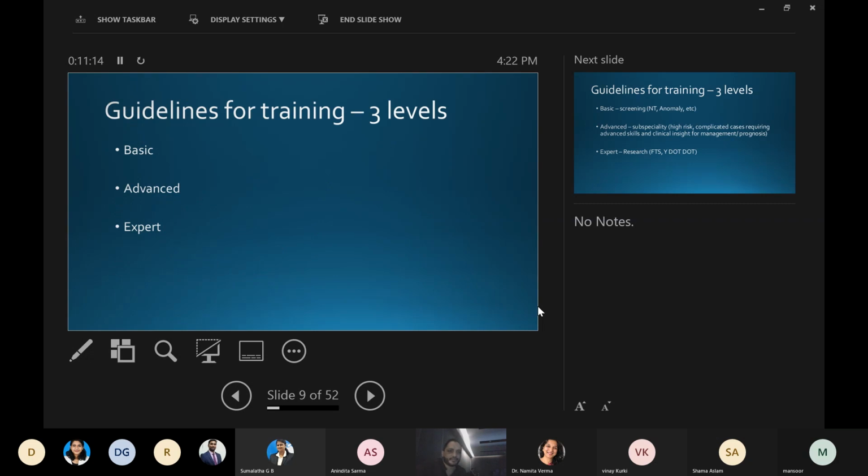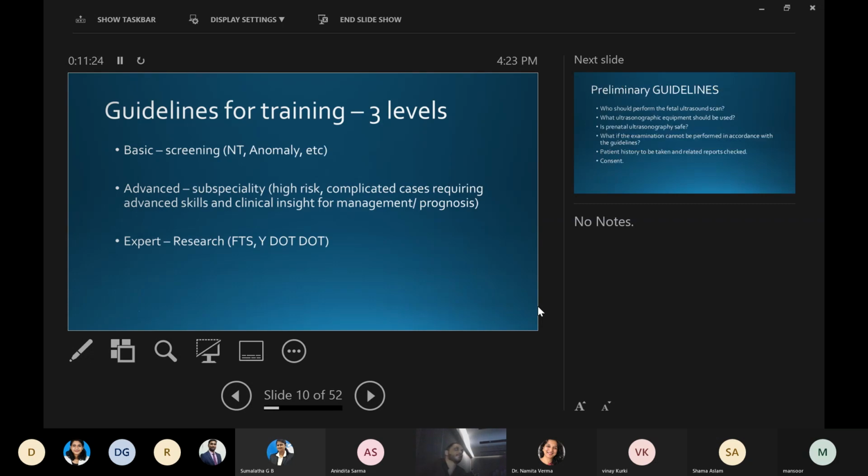So for training in fetal medicine, we'll follow the ISUOG style, that is the 3 levels of training: basic training, advanced, and expert. What are these 3 levels? Basic training is for screening scans like dating scan, anomaly scan. These are the basic level screening. So this is what we'll be discussing today actually, starting from the basics.